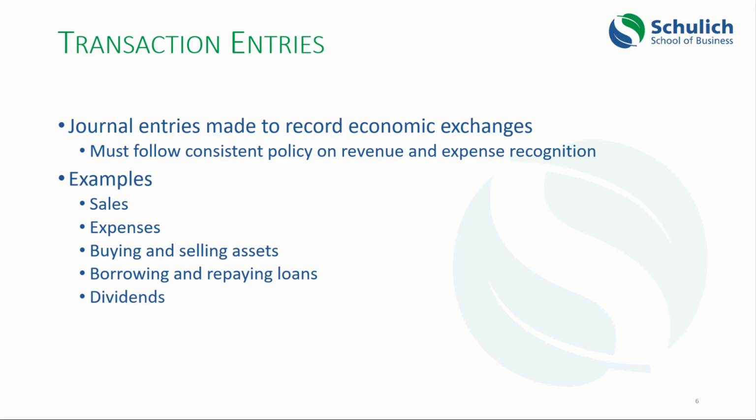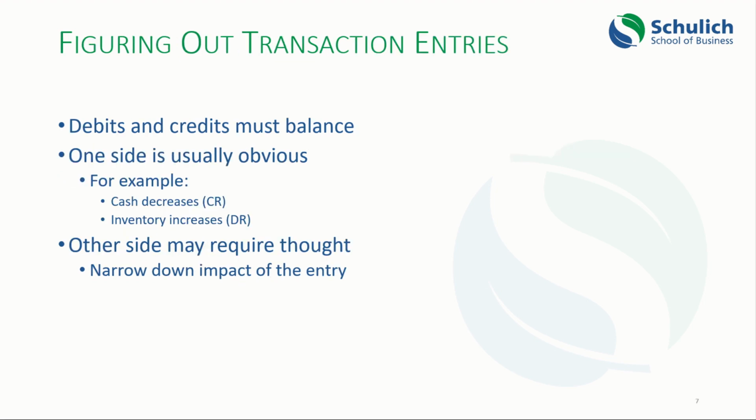Think about buying new furniture for the office or selling an old truck. Think about borrowing money from the bank or repaying it. Think about paying salaries to the head office employees or dividends to shareholders. All of these transactions need to be captured in the journal. When you're trying to figure out how to record a transaction, the first thing to remember is that the debits and the credits have to balance.